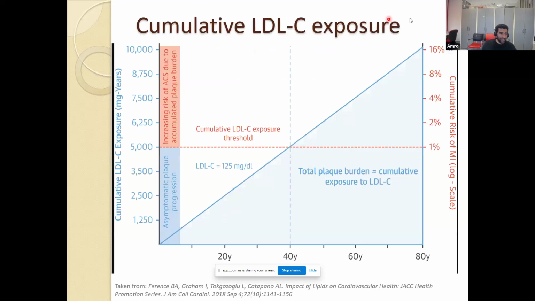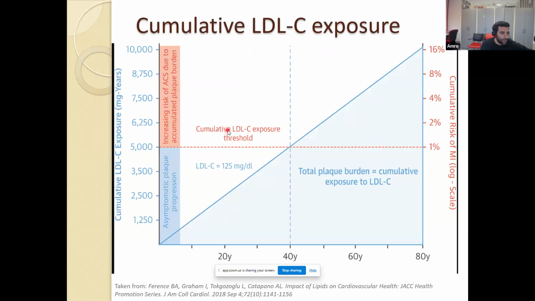And we can show that nicely here. This is almost like the equivalent, for any respiratory doctors in there, of your pack years of smoking. We will talk about pack years when we see patients. How many pack years do you have? Because it gives us an idea of their cumulative exposure to tobacco and the harms of it. The exact same happens with LDL exposure.